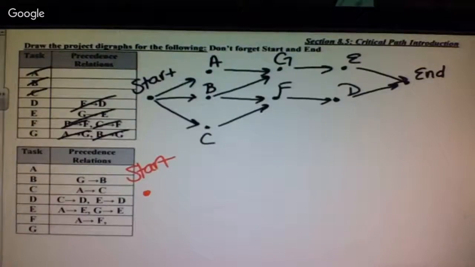This time. James, where does start go? What does start lead to? A and G. Fantastic, my friend. It leads to A, and it leads to G. Nehemiah, where does A go? E. Okay, A goes to E.